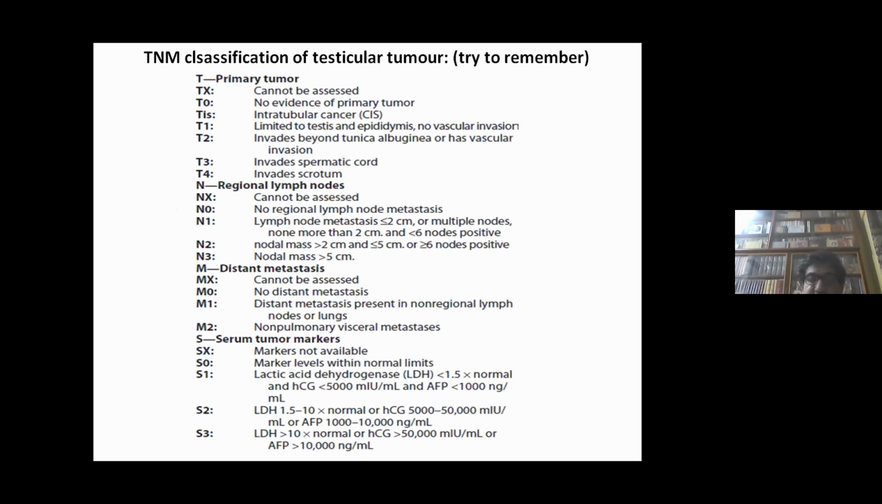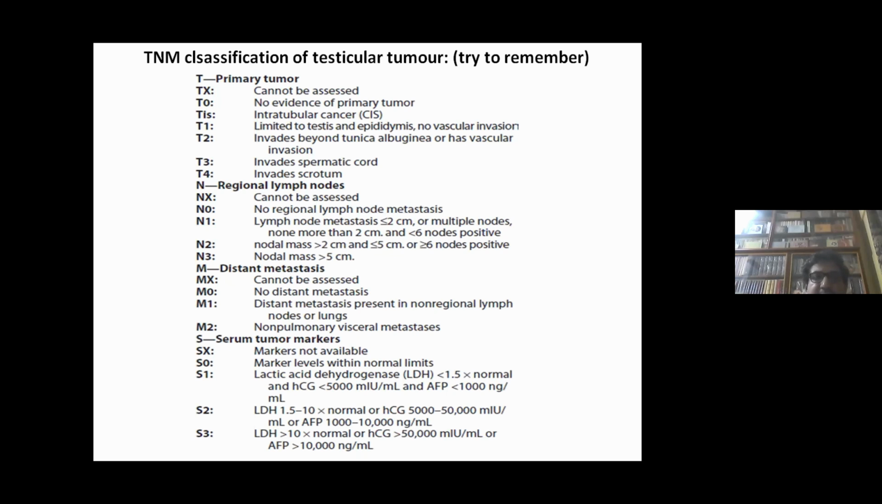Now you can try to remember the TNM classification of tumor of testis. T stands for primary tumor, where TX means tumor cannot be assessed. T0, no evidence of primary tumor. Tis, intratubular cancer. T1, limited to testis and epididymis, no vascular invasion. T2, invades beyond tunica albuginea or has vascular invasion. T3, invades spermatic cord. T4, invades scrotum.